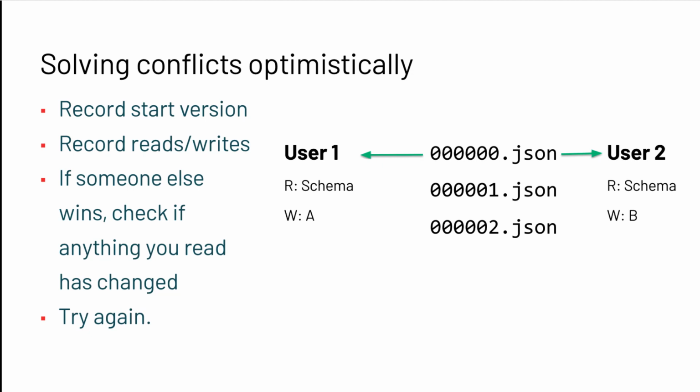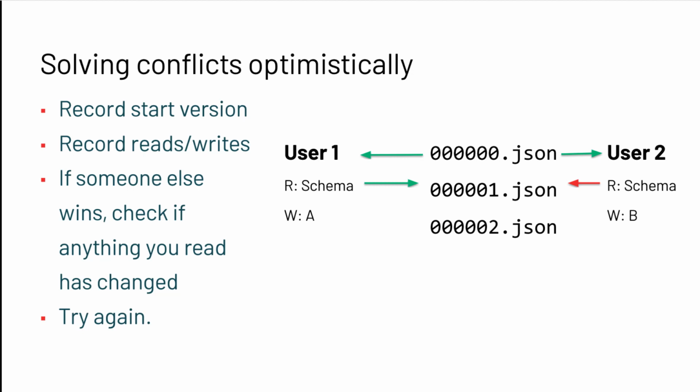Imagine that two users are reading from the same table, and then each go about attempting to add some data to it. Delta Lake is going to handle these cases by implementing a rule of mutual exclusion and then attempting to solve any conflict optimistically. So in this example, those two users are reading from the same table. They both get that 0 JSON version of the table. They both append some data, right? But there's a conflict, right? Because they can't both commit to that second version of the table, that second JSON commit.